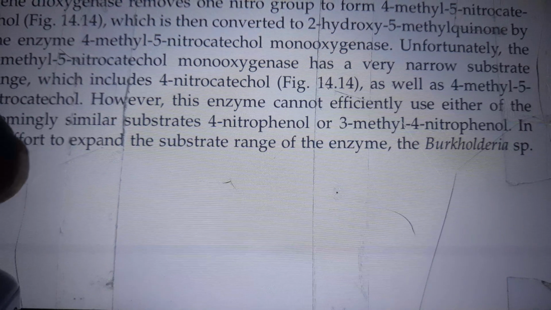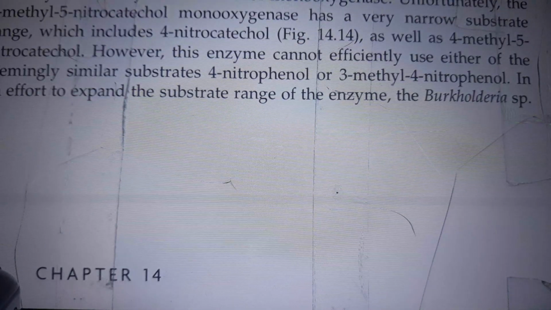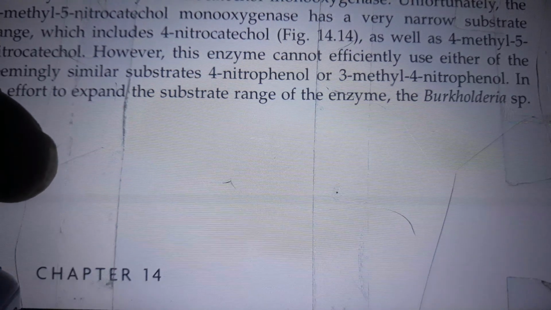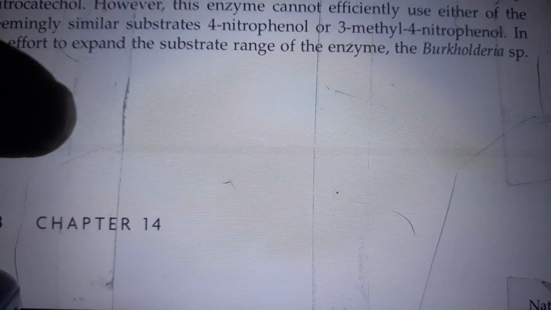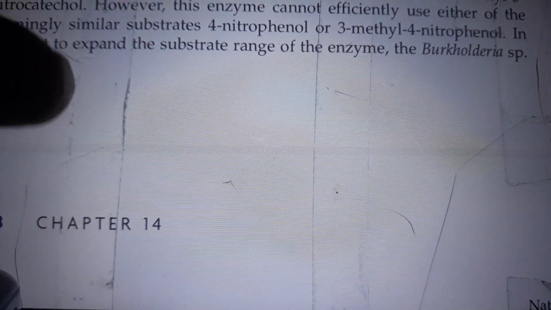Unfortunately, the 4-methyl-5-nitrocatechol monooxygenase has a very narrow substrate range, which includes 4-nitrocatechol as well as 4-methyl-5-nitrocatechol. However, this enzyme cannot efficiently use either of the seemingly similar substrates. In an effort to expand the substrate range of the enzyme, Burkholderia sp.